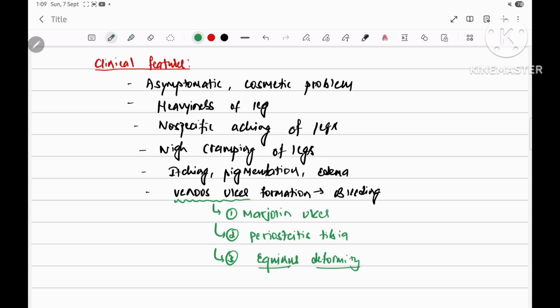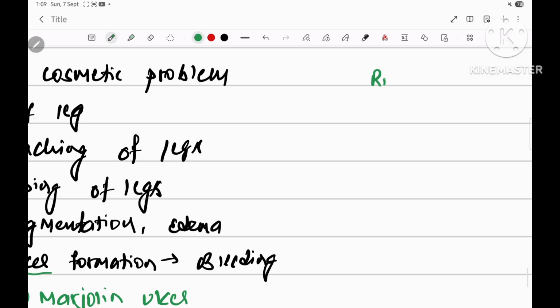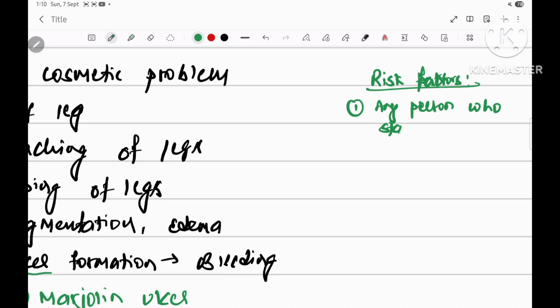Okay, and I forgot to mention one thing, that is the risk factor. So what type of patients are usually prone to this varicose vein? The first one is any person, not patient, any person who has the habit of long standing, or who is supposed to stand for a long time due to their occupation.